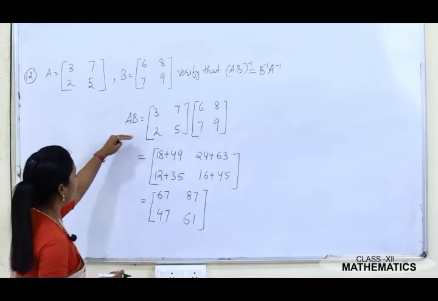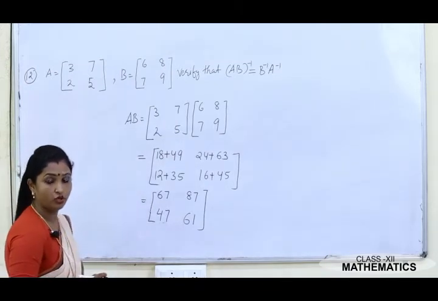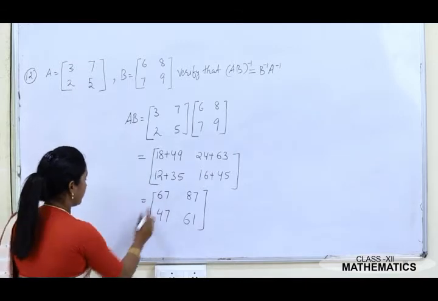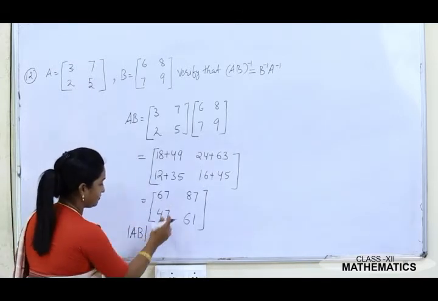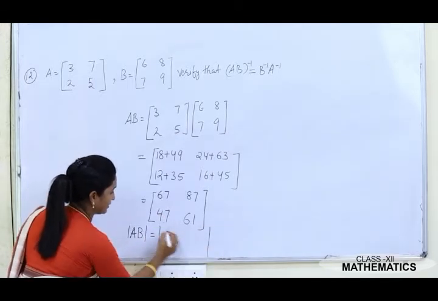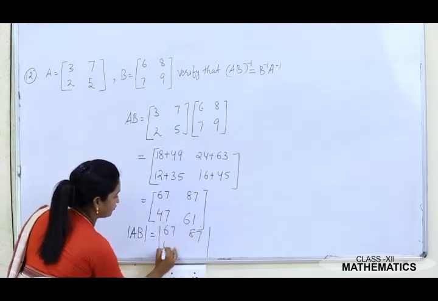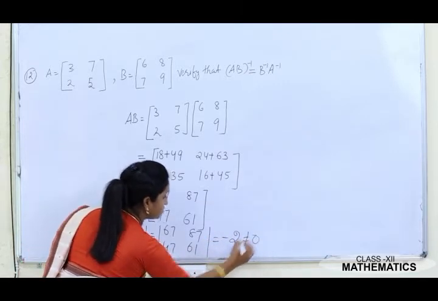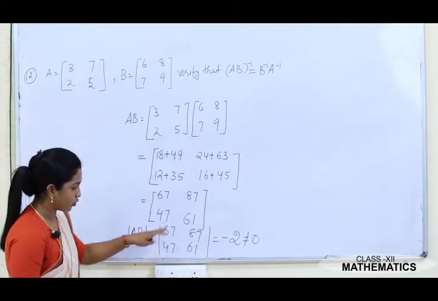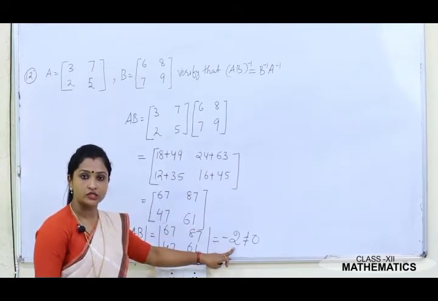Now look here, you have to find the determinant of AB. You all know how to find the determinant. For 67, 87, 47 and 61, you are going to get minus 2, which is not equal to 0.